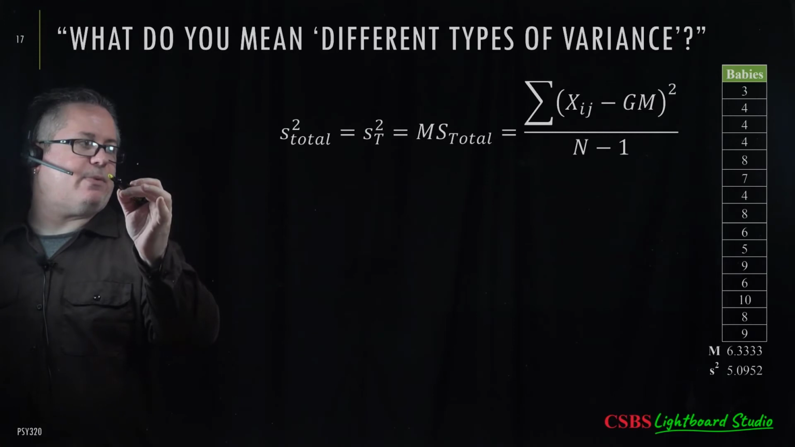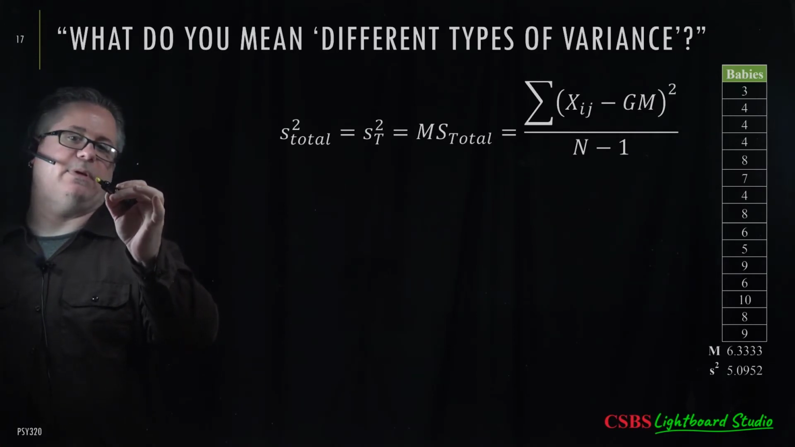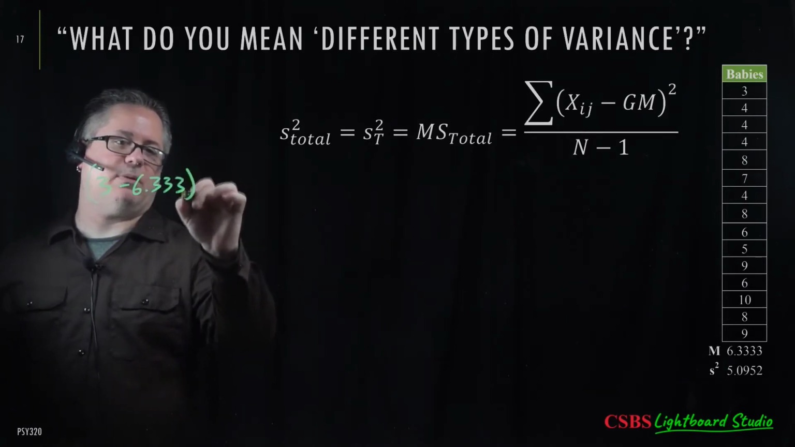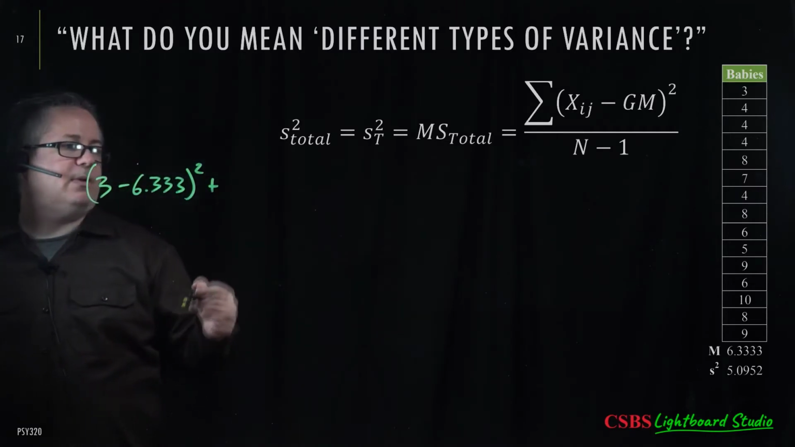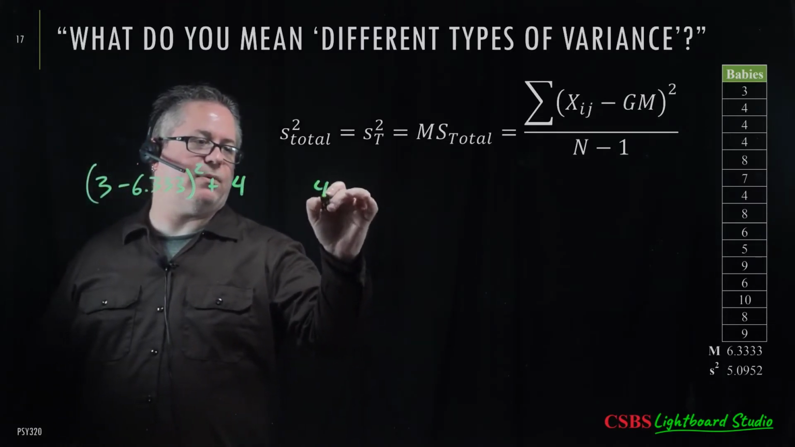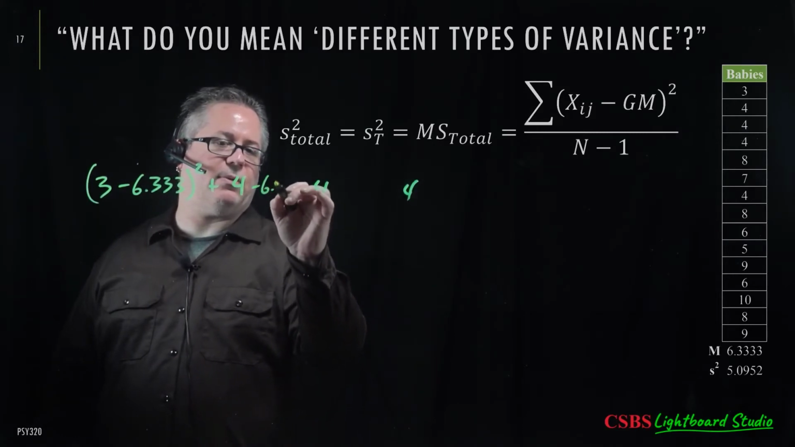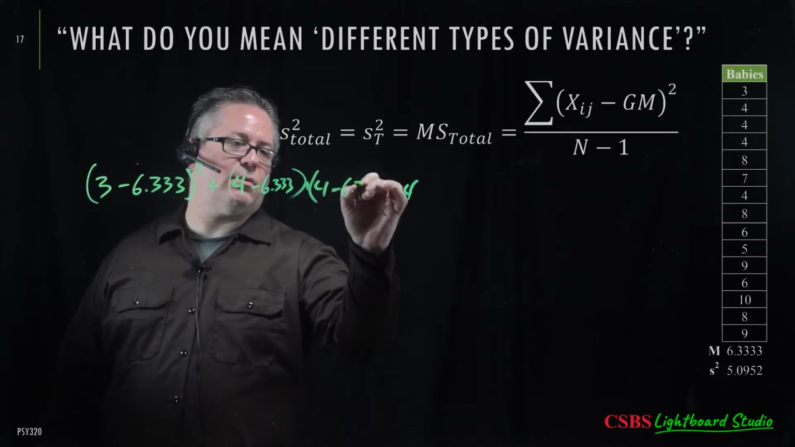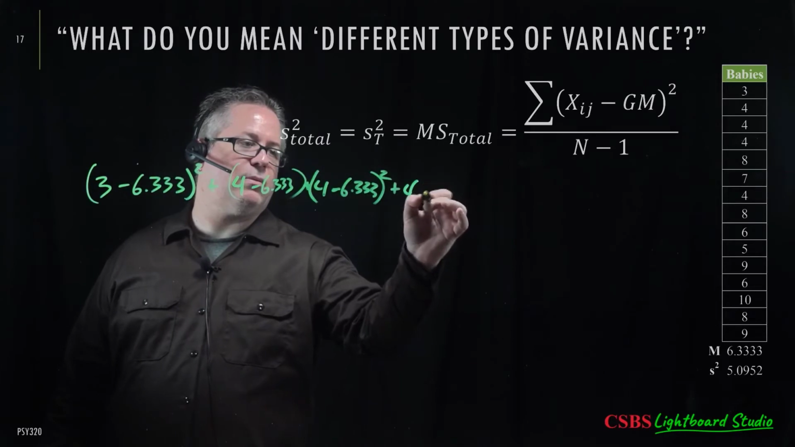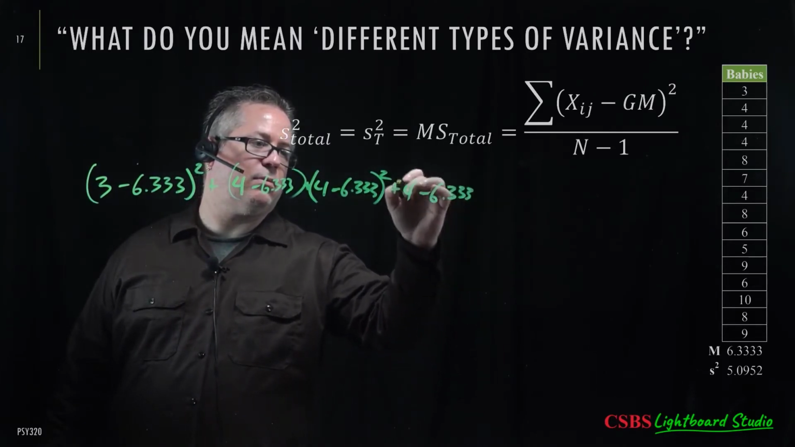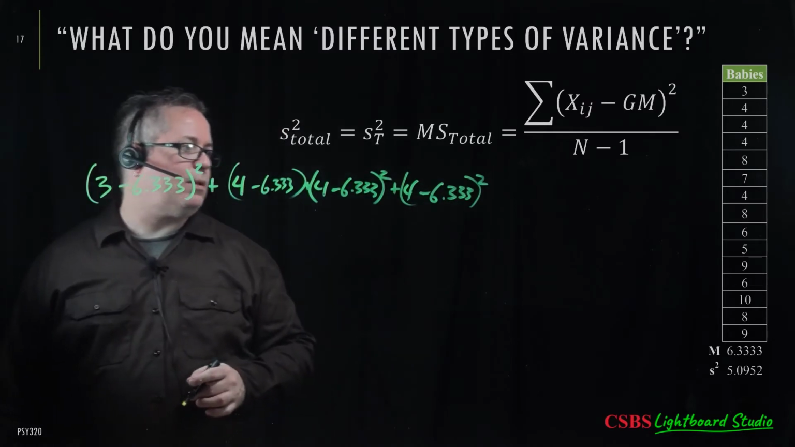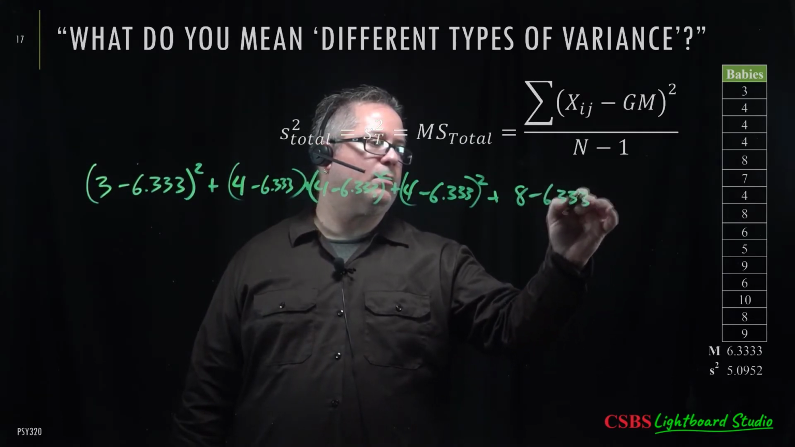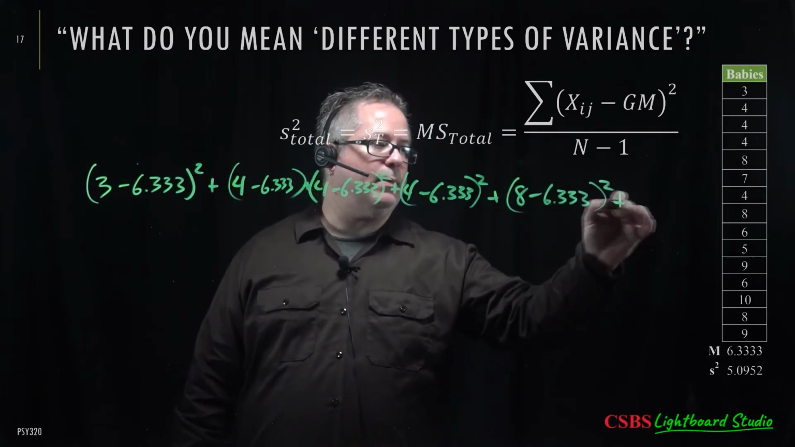So it's going to be the same in terms of I'm going to do every single score. So it's going to be 3 minus 6.333, squared, plus the next one, I'm going to have 4, 4, and 4, each minus 6.333, and squared. Okay, and the last one there is 8. Okay, I'm going to keep going.